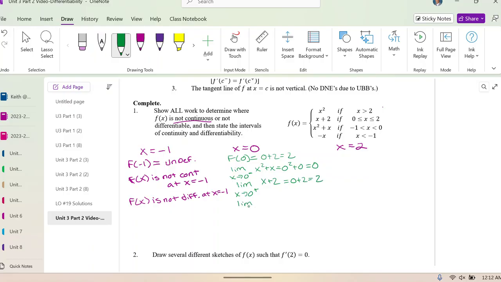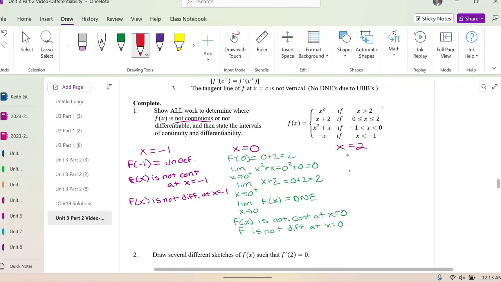So the limit as x approaches 0 of this function does not exist because the limit from the left and right are not the same. Therefore, f of x is not continuous at x equals 0, and therefore it is not differentiable at x equals 0. So now x equals 2.